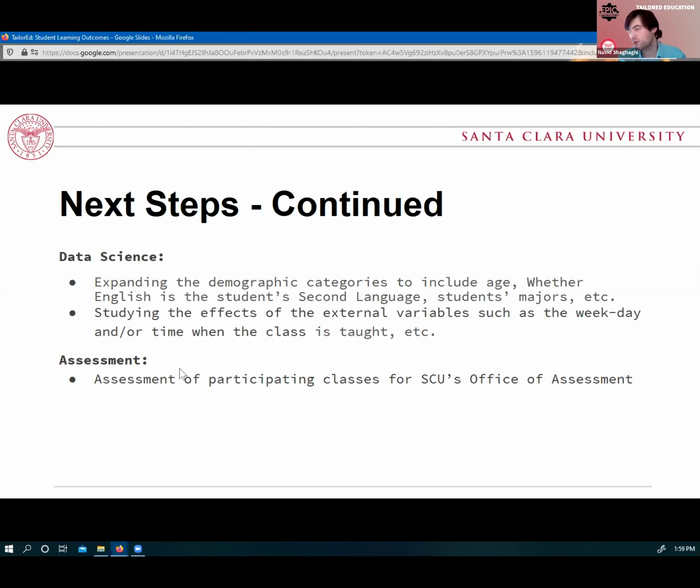And then lastly, of course, we still have to do the assessment that the institutional research has asked from us, but that's something that we're pushing far out as much as possible. We will get to that when we can actually give real good results for that.